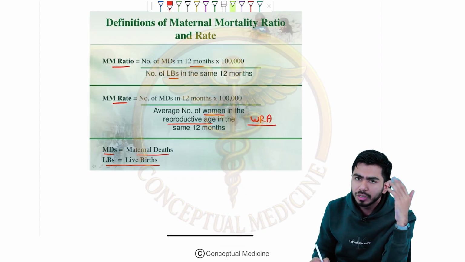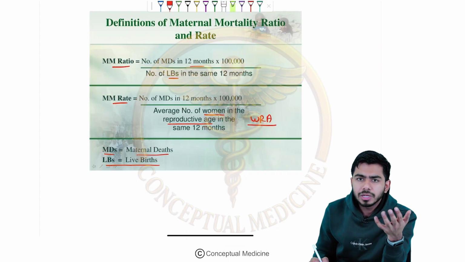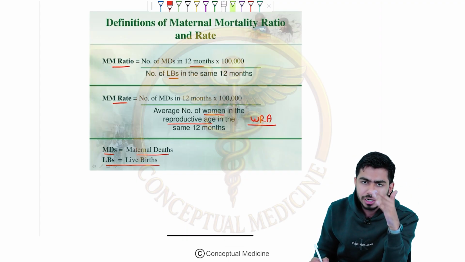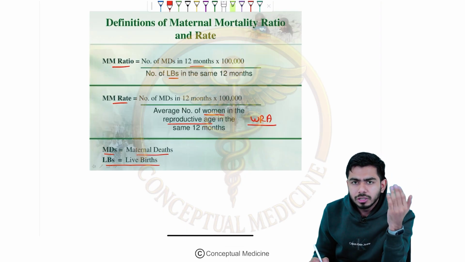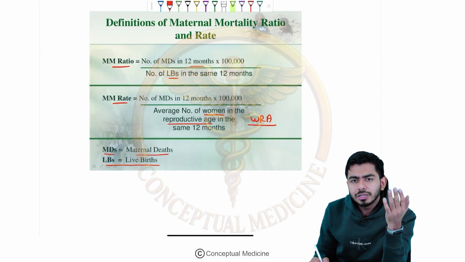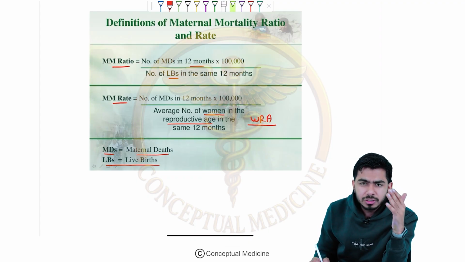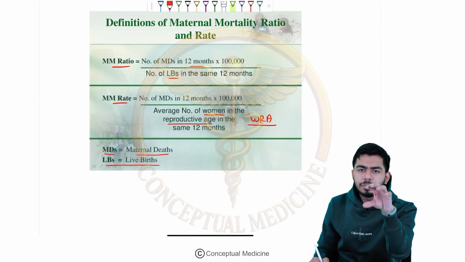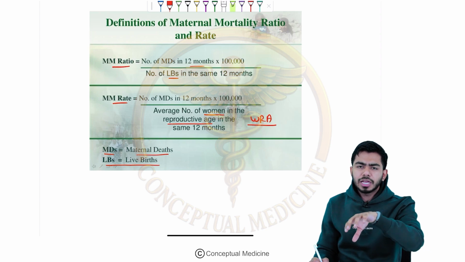So ratio means the numerator and denominator do not have a relation between them, right? We have talked about that in the screening chapter also, ratio, rate, and proportion, I told you. So in a ratio, basically the numerator and denominator do not have similarities. I mean, the numerator can be from any unit and the denominator can be from any other unit.